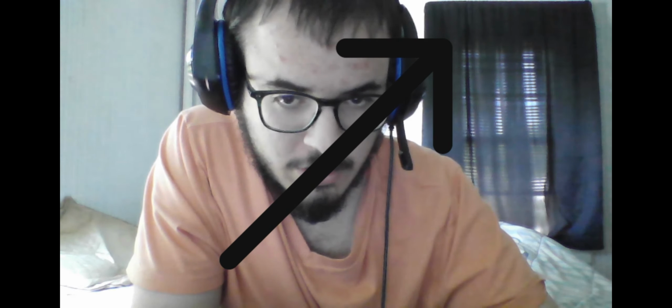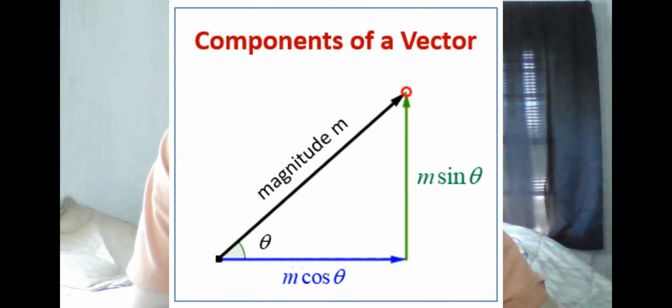So we can see, if we draw an imaginary line along the vertical part of the slant and an imaginary line along the horizontal part of the slant, we would form a right triangle as a result. And so, we can analyze the slant in terms of the horizontal and vertical components, using trigonometry.